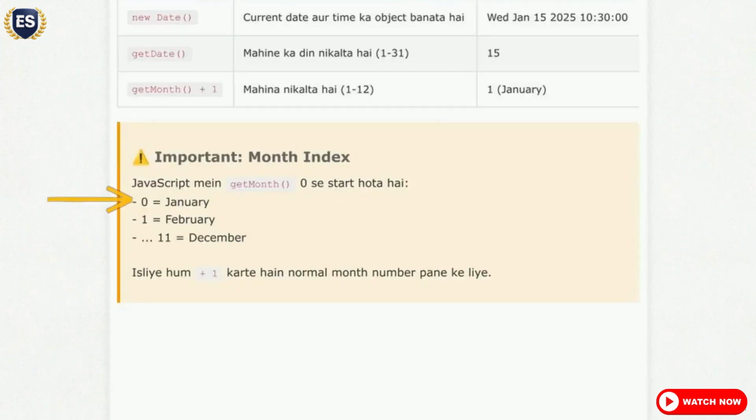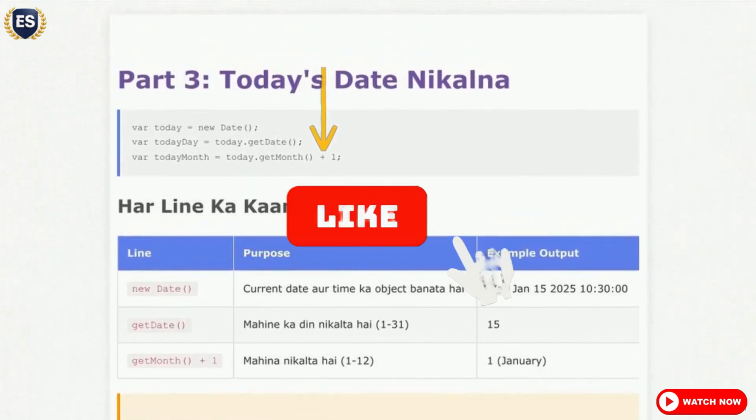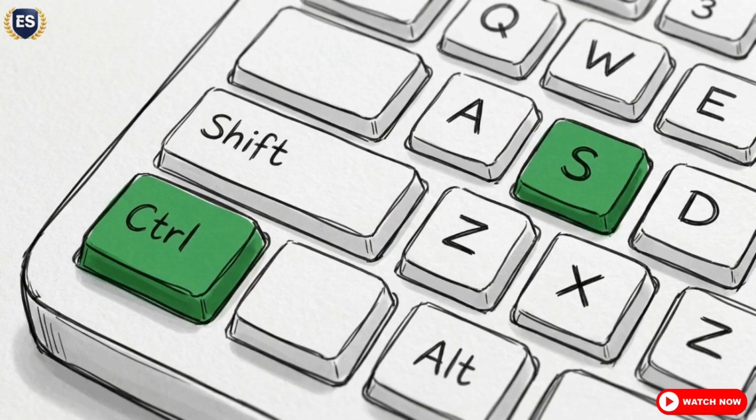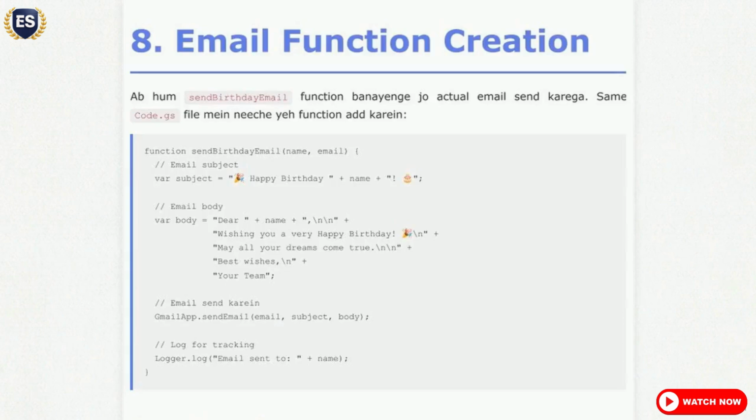In JavaScript, January is month 0. To get the actual calendar month, we have to instruct the code to calculate getMonth plus 1. Before we move on, press Ctrl+S or Command+S to save your progress. Understanding how machines count, specifically that lists and months start at 0, prevents the most common logic bugs that break date-based automations. Now let's give the script the ability to send messages.